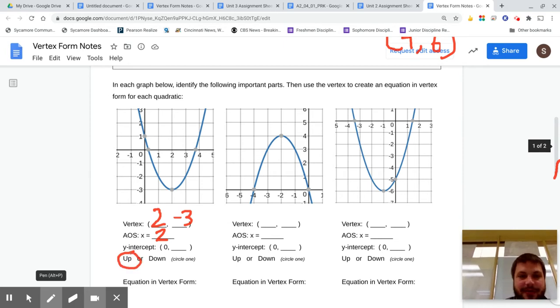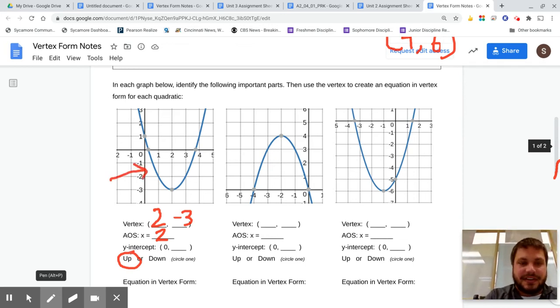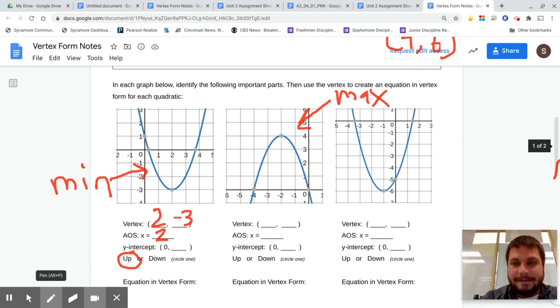Now let me tell you something else here, because it's going to ask you these things. See how the vertex is at the bottom of the parabola? This is a U-shaped parabola. This means that the vertex is a minimum. It's the lowest point on the graph. However, if your parabola looks like this, if it's flipped upside down, then your vertex is a maximum. So vertex minimum when it's on the bottom, maximum when it's on the top.